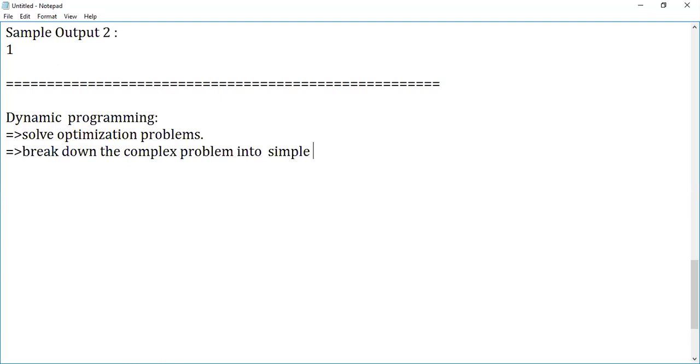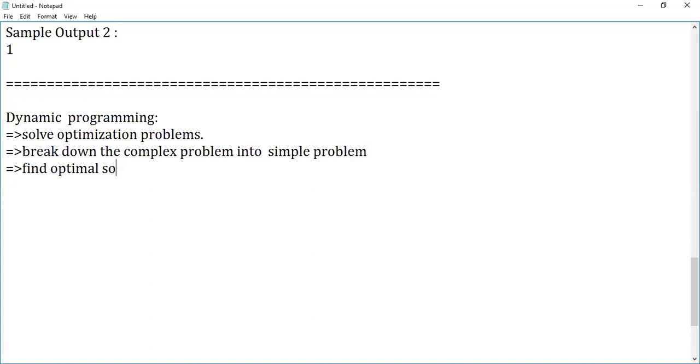Even in your divide and conquer approach, we are doing the same process, right? In divide and conquer, we take a problem and divide it into multiple simple problems. Even in the dynamic approach, we are doing the same thing, taking a problem and dividing it into multiple simple problems. But after this, we solve it in an optimal way. We take the optimal solution for each and every subproblem.